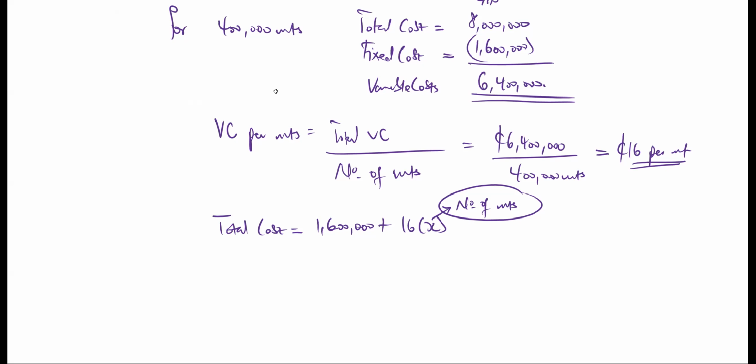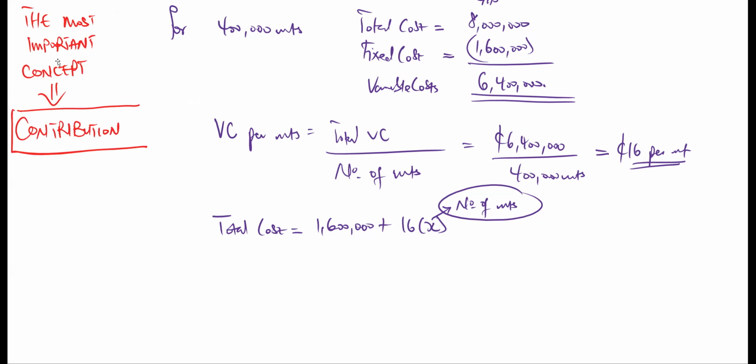Now, there's one principle you must understand when it comes to management accounting. And the most important principle, let me just use color red. The most important concept in management accounting is the concept of contribution. Please, are you listening? I said it's the concept of what? Contribution. Now, what is contribution? Contribution is the profit that is available that can cover your fixed costs.